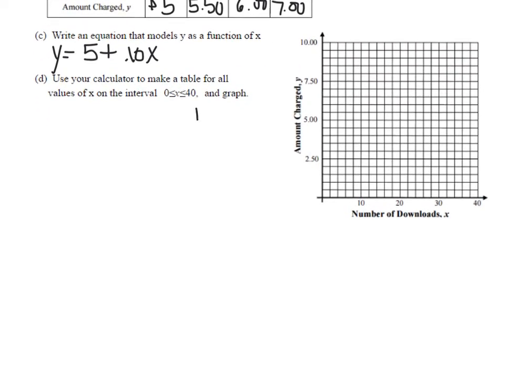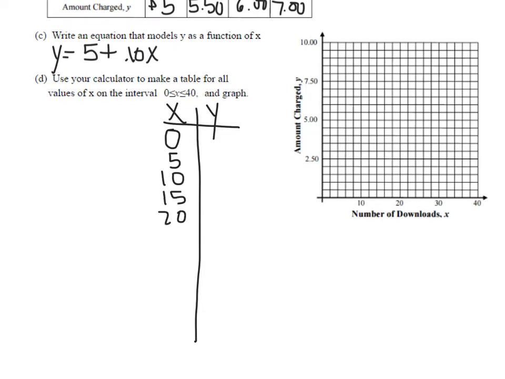So making my table of values, x will stand for how many songs we're downloading. y will stand for the cost. I'm not going to do every number between 0 and 40. How about if we count by 5s? So 0, 5, 10, 15, 20, 25, 30, 35, and 40.